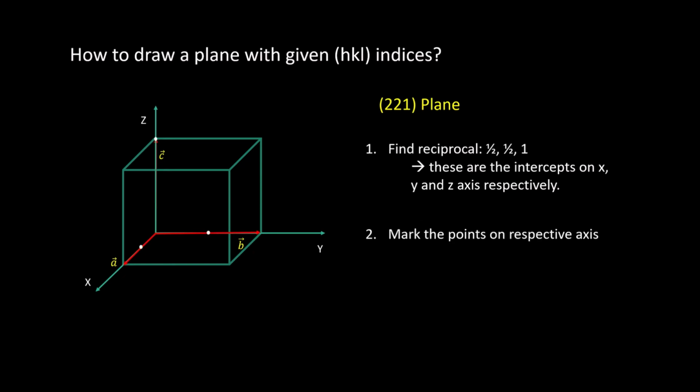So next, for all non-zero indices, draw a point on the x-axis at a/h, a point on the y-axis at b/k, and a point on the z-axis at c/l. Those points are marked by these white dots on the screen. And now we just connect these points to get the required plane. So the (2, 2, 1) plane is shown by this triangular shaped plane.